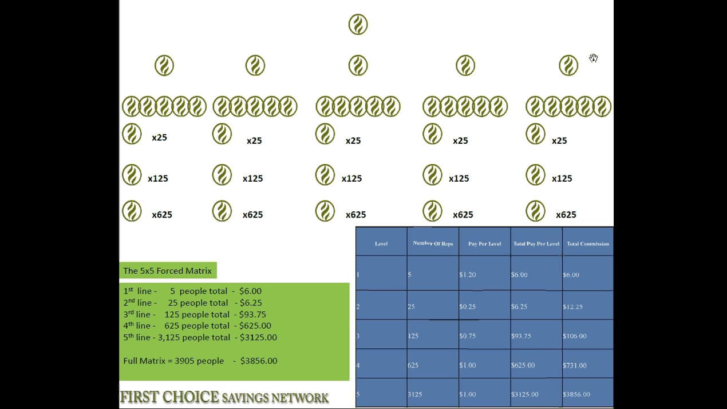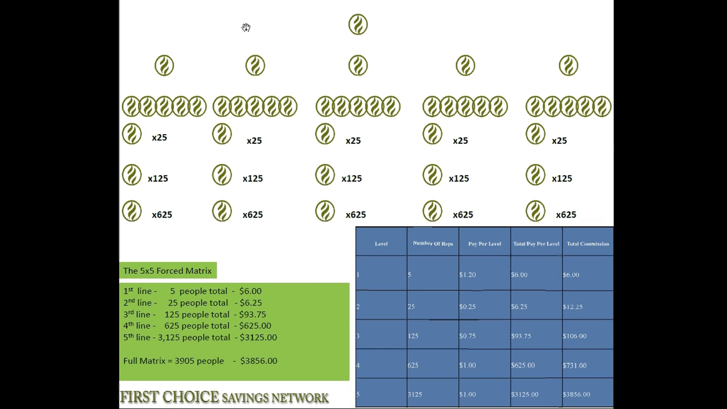So the 6th person, where is that 6th person going to go? That 6th person is going to go right here, because it went this way, and then it starts over, and then it goes left to right. So the 6th person is going to go right here. If you sign up another, it's going to go right here. Another, it's going to go right here. Another, it's going to go right here. Another, it's going to go right here, and continue on down the line.